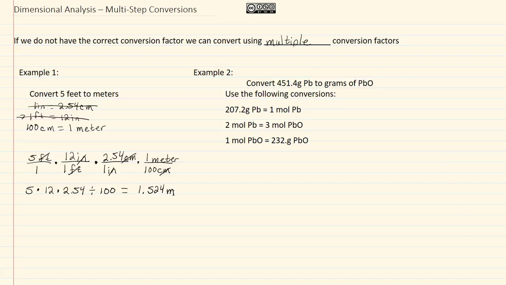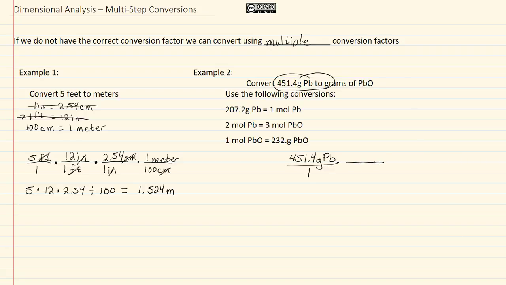Let's take a look at our second example. In this one, we are given the conversions because these are conversions for chemistry, and you may not know what they are, but you still need to know how to convert this. So we're going to start with what we're given, which would be this part right here. So we'll start with 451.4 grams of Pb, which is lead, by the way. And we're going to write that over 1.